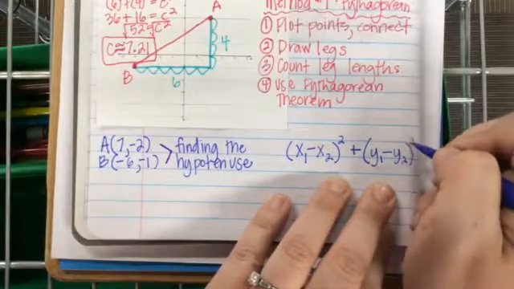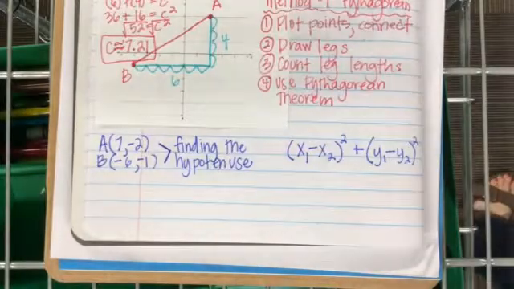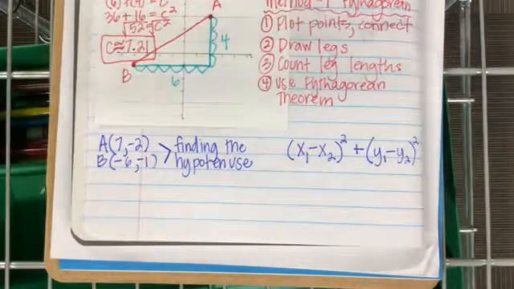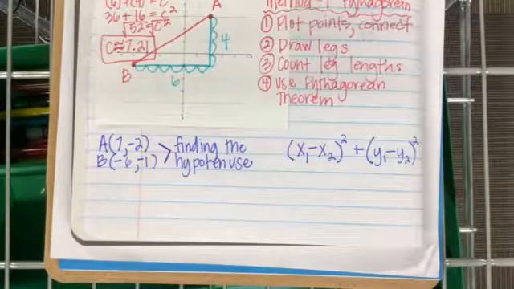And I'm going to square it. I'm finding the distance of the base, which is x minus x, and I'm adding the distance of the height, which is y minus y. So I'm taking my leg, x minus x, squared, plus my other leg, y minus y, squared.